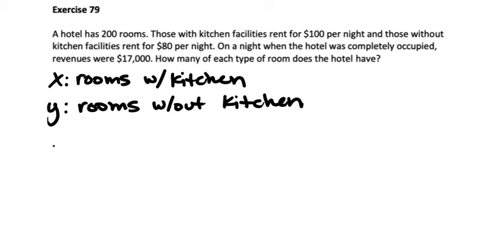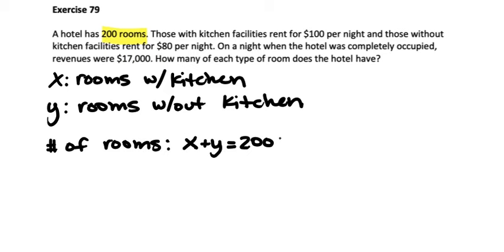One equation has to do with the number of rooms. And that is that the total number of rooms is 200. So 200 rooms, and they're split among the rooms with kitchen and the rooms without kitchen. So if I add those two things together, that should equal 200. In an equation, that would mean that x plus y equals 200. Remember, our variable here is the number of rooms, so number of rooms with and without kitchen. So x plus y equals 200 because there's a total of 200 rooms.